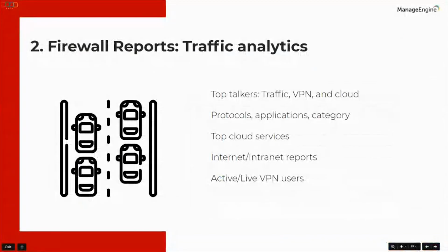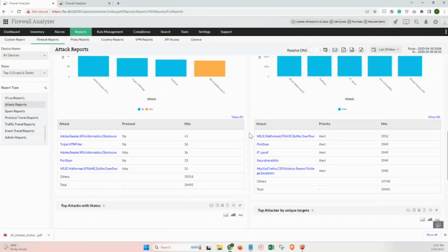So now that we have covered the security reports, next we move on to traffic analytics. So under traffic analytics, you get detailed traffic usage reports on the different protocols, applications, cloud services, internet and intranet. So apart from this, you also get a trend report on the traffic and events. So let us look into the product UI in detail on these reports. So taking you back to the product, and under the firewall reports, if you scroll up, here you can see that we have the traffic reports over here.